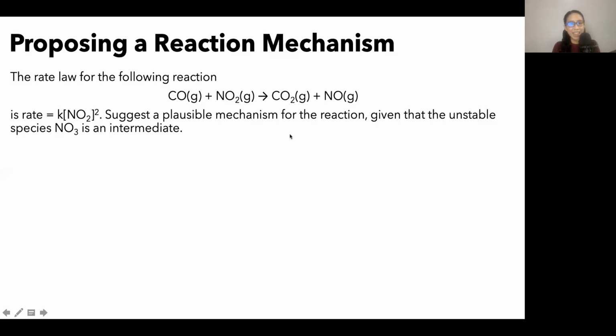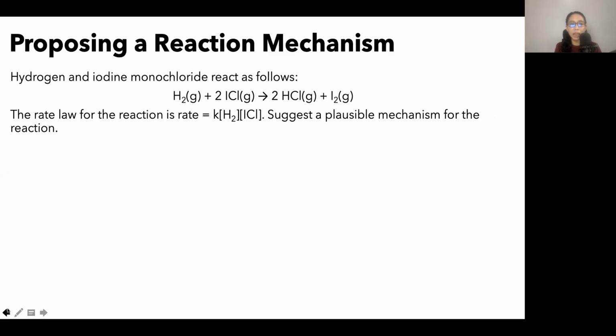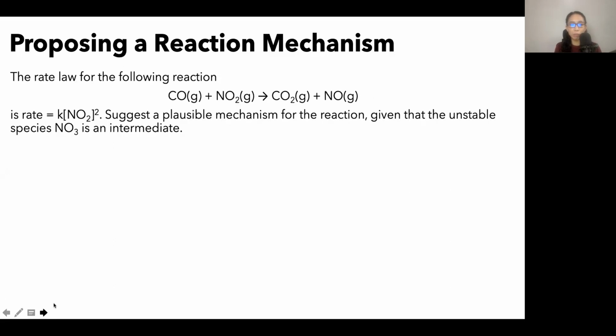So this is the last example. We have the reaction CO plus NO2 producing CO2 plus NO. The rate is like this, the experimental rate law. Suggest a plausible mechanism for the reaction given that the unstable species NO3 is an intermediate.